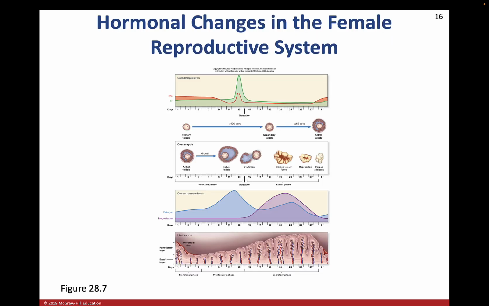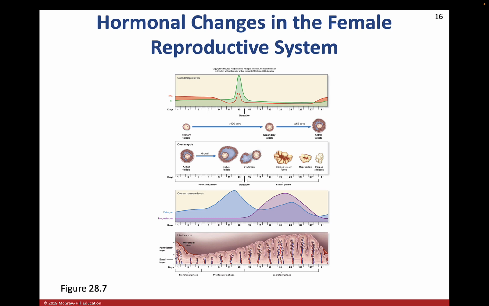Now, this is an important diagram here because it is demonstrating the interaction between everything having to do with the female reproductive system from a hormonal standpoint. In the first top image, we're looking at gonadotropin levels, and those are follicle-stimulating hormone and luteinizing hormone. We then have follicular development, then the ovarian cycle. We also look at the relationship between the ovarian hormones, estrogen and progesterone, and then we tie that all in with the uterine cycle. So let's look at what's going on here.